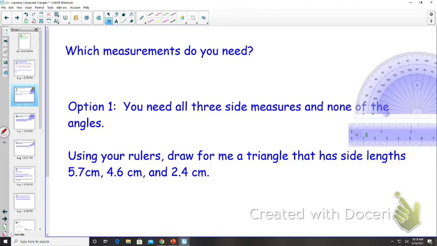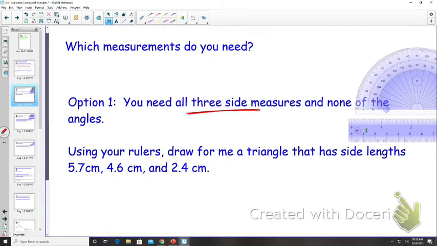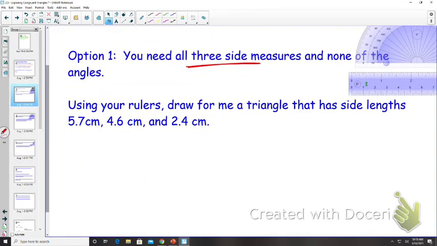Okay, so we are going to go through 3 different options, and then we will go from there. Option 1, we need all 3 side measures and none of the angles. You don't need to use your rulers for this, but I would like you to sketch it. Draw a triangle that has side lengths 5.7 centimeters, 4.6 centimeters, and 2.4. Mine looks something like this.